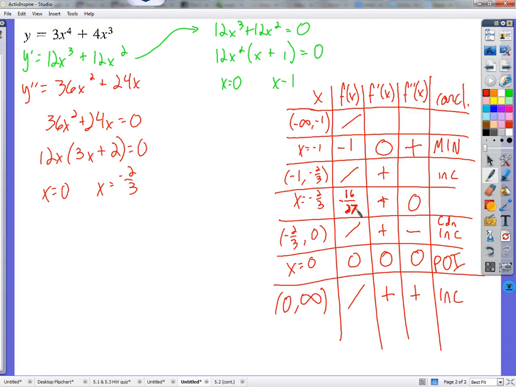Okay, so what are we finding here? Let's find out if this is a point of inflection. Is it a point of inflection? You should be able to tell already. Yes, it is, because it goes from concave up to concave down. Okay, so this is a point of inflection.